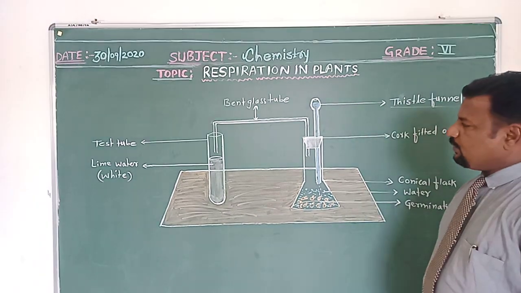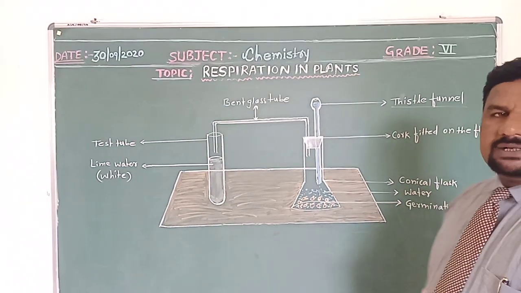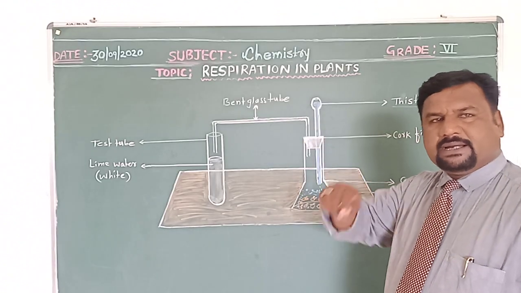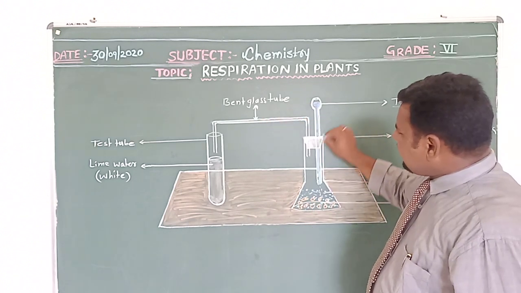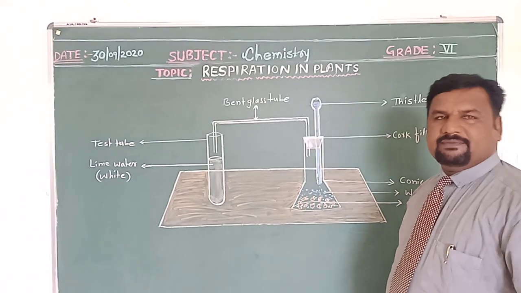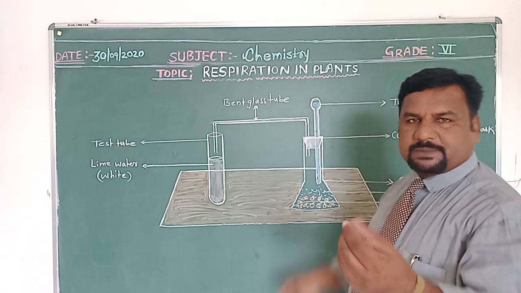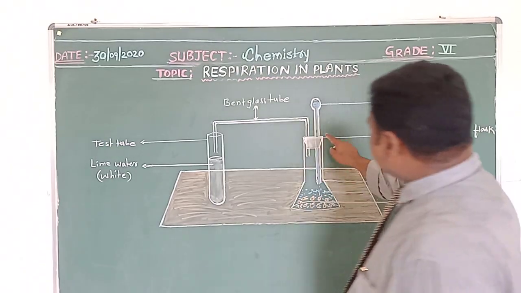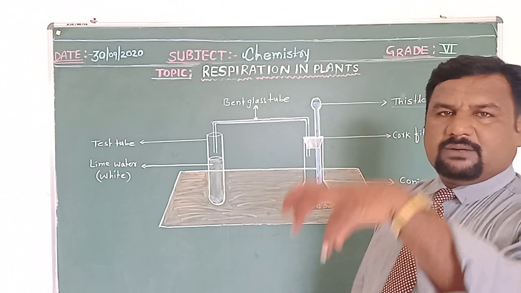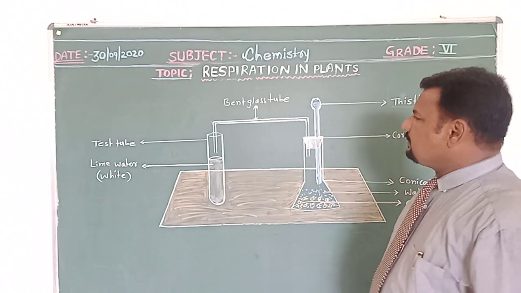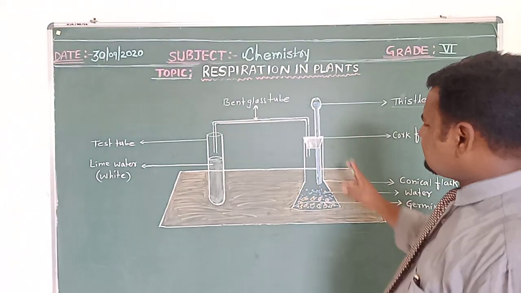Thistle funnel. Now, when we tighten the mouth of the flask using the cork, we have to ensure that no air enters from outside. In that way, we can apply a little Vaseline, a jelly-like substance, white petroleum jelly, on the cork. Then the mouth of the flask is fixed tightly in this way. Now we have fixed the setup. The entire setup is fixed accordingly.